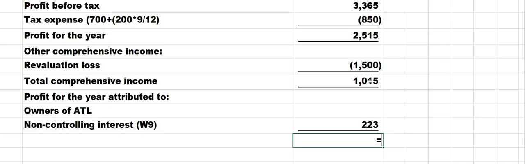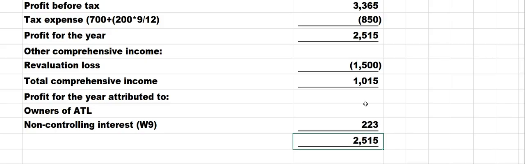Remember, the total profit for the year is this. So what will be the owners of the parent's share? They will take the balance, which is 2292. That will go to the owners of the parent, owners of ATL.